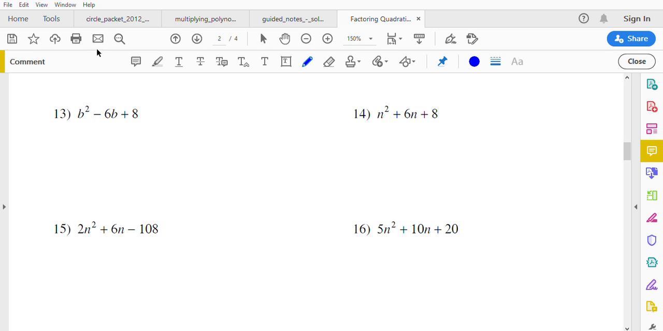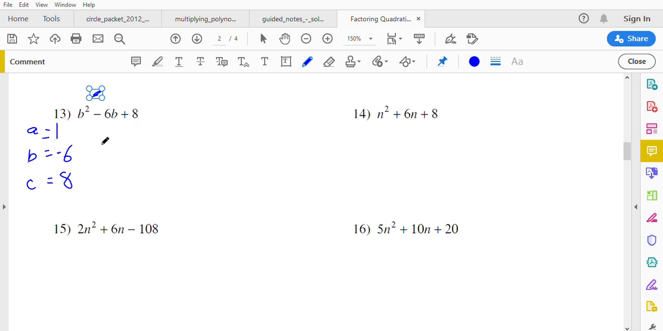So for number 13 over here, what we were doing is we were listing, hey, what are the coefficients? We were calling them A, B, and C. Our coefficient for A was 1. Our coefficient for B was -6. And our coefficient for C was 8. And our rule was that if A was equal to 1, then we can kind of continue.